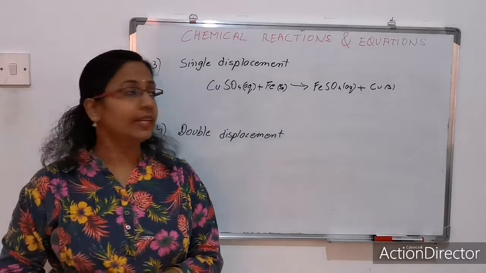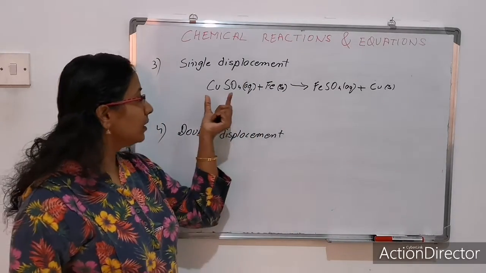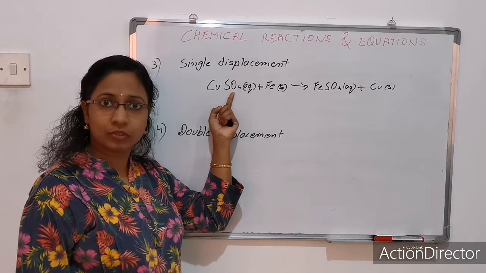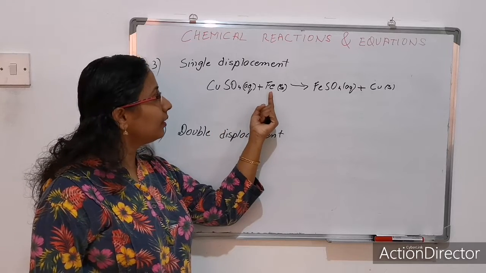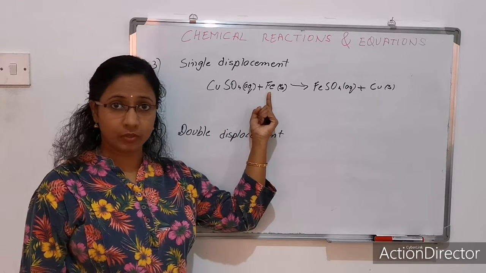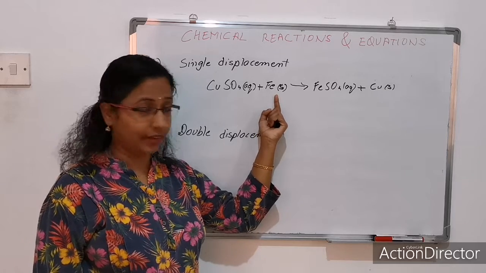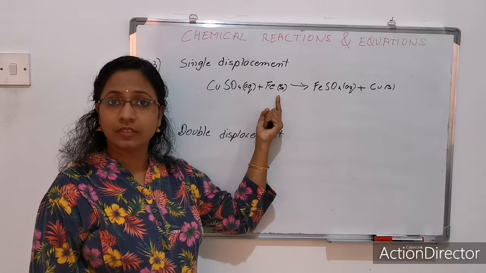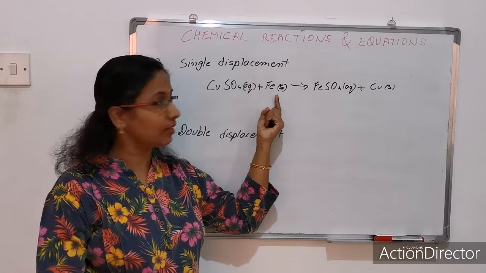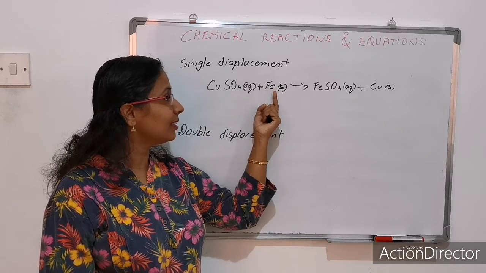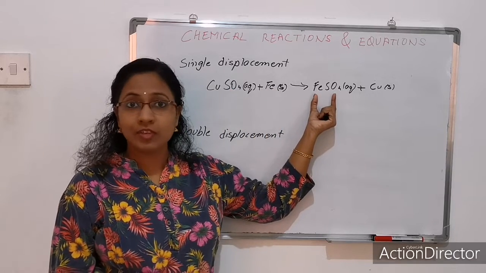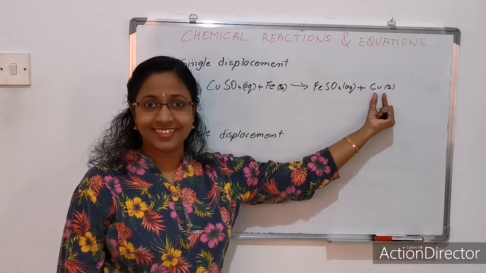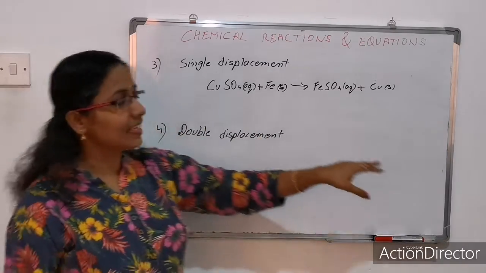Clear? Now what I said, I was sitting with my friend. Now I am Cu, friend is SO4. And the other friend was sitting in front of me alone. This is alone, that is iron. So my friend went and sat with my friend who was sitting in front. That is SO4 went and combined with Fe to form FeSO4 and left me alone. Clear? So this is what is single displacement.